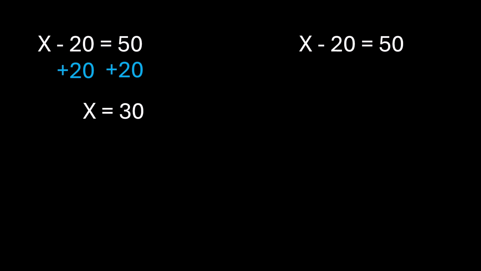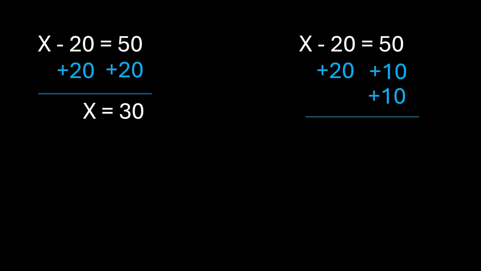But what if I decide to do this in kind of a funky way? Like I decide I want to add 20 to the left, but then on the right, I want to add 10 and 10. Well, 10 plus 10 is 20. They look different, but ultimately they're doing the same thing, and I still end up with x equals 30. So I think that's the point of today's video. We can add things together that are equal, but look different, and it won't change the ultimate outcome of our equation.